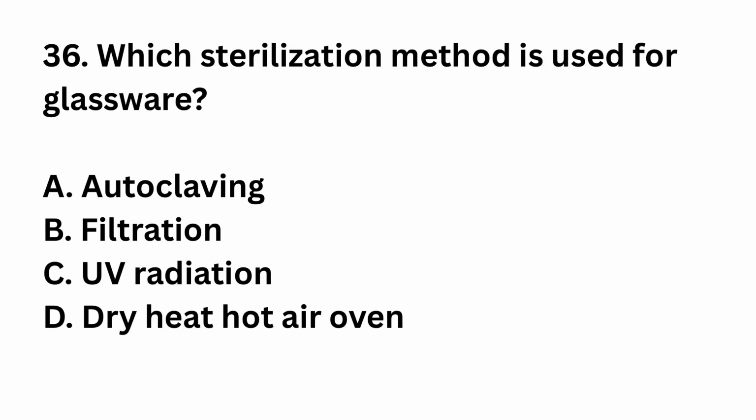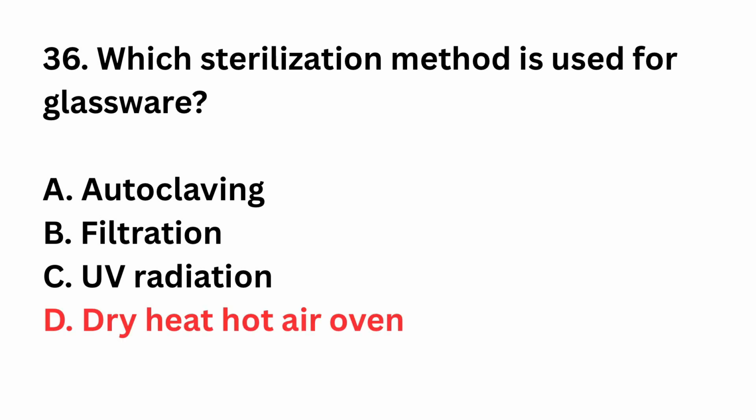Question number 36. Which sterilization method is used for glassware? Autoclaving, filtration, UV radiation, dry heat hot air oven. The right answer is option D, dry heat hot air oven. Hot air oven sterilizes glassware by dry heat.